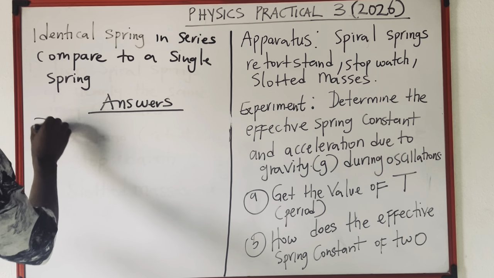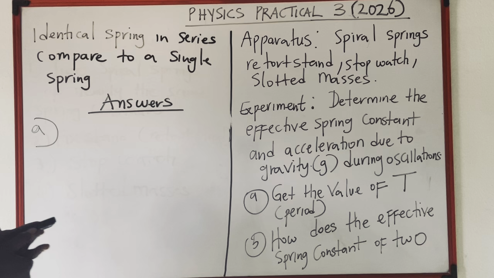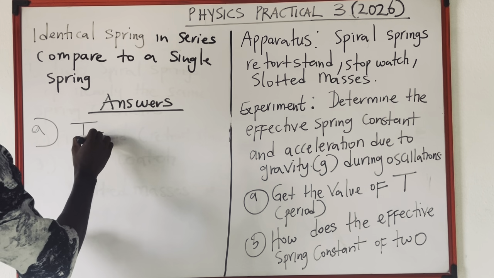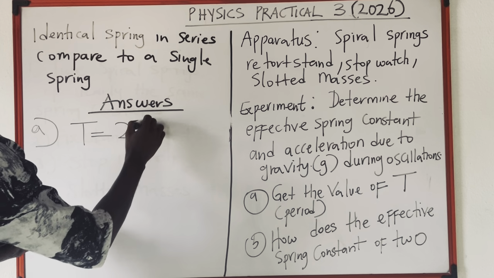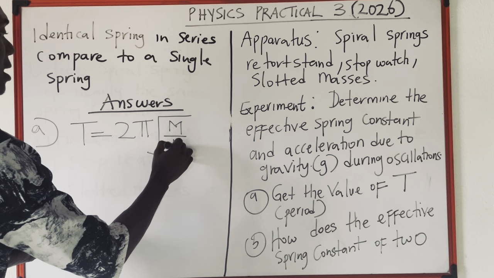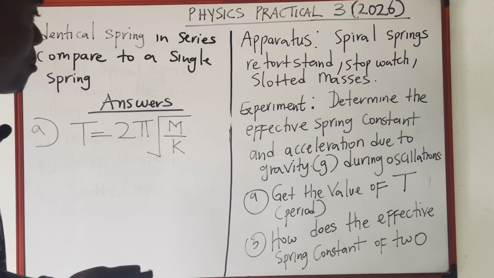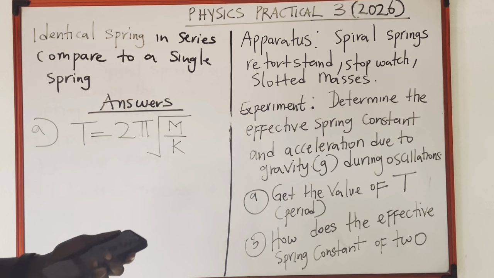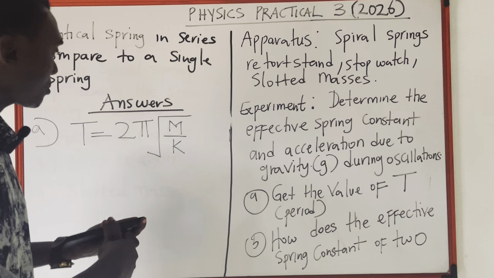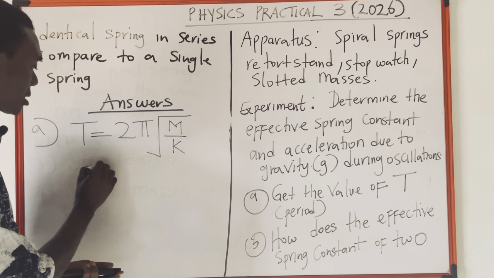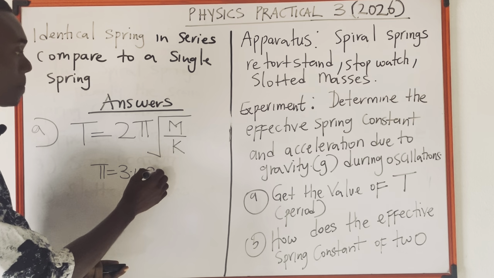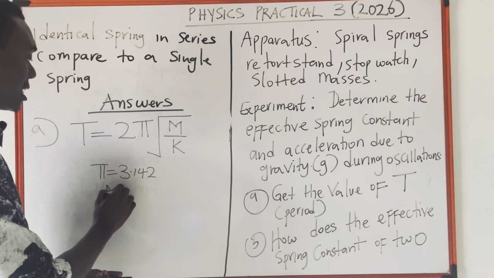Now, the value of period, which we know is given as T, is equal to 2 pi square root of m over k. This is the formula you use to get the value of the period. Now, take note, pi is a constant. Pi is always given as 3.142, while m here is the masses.